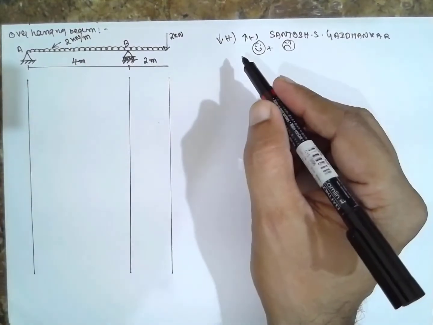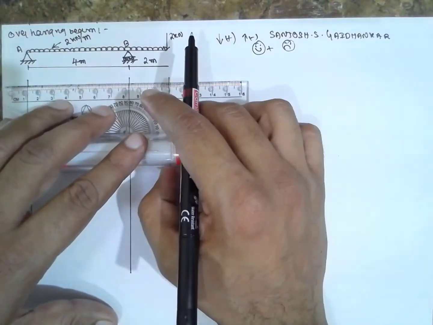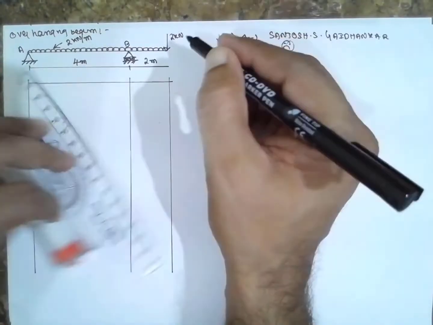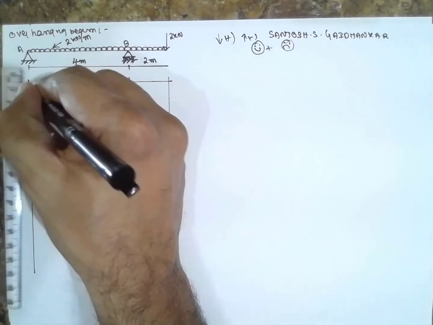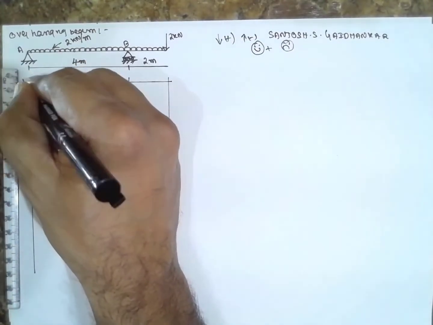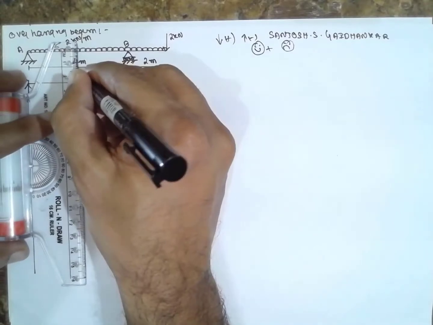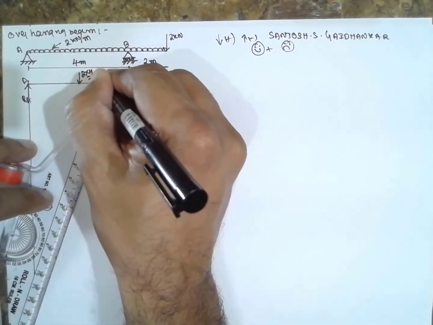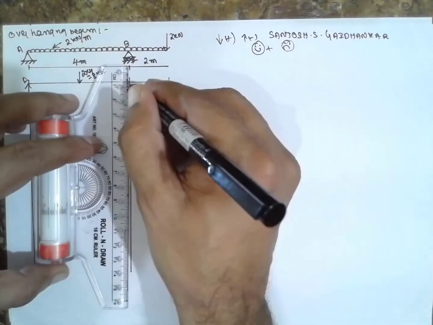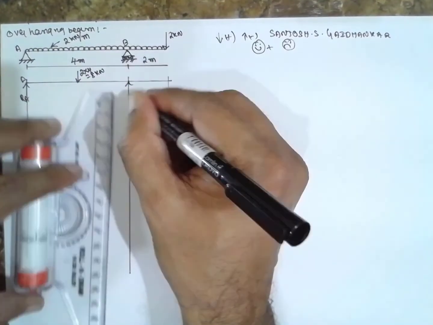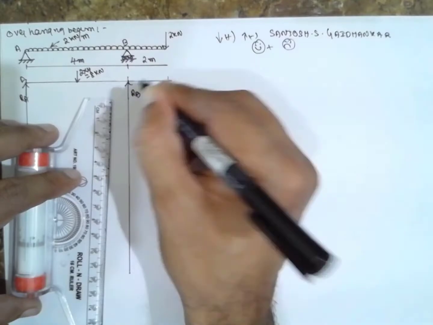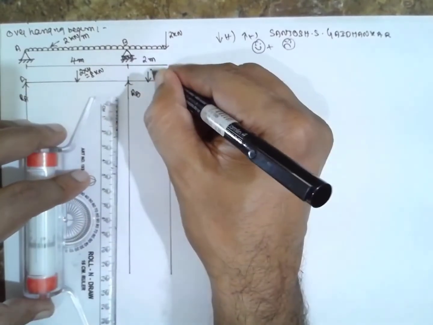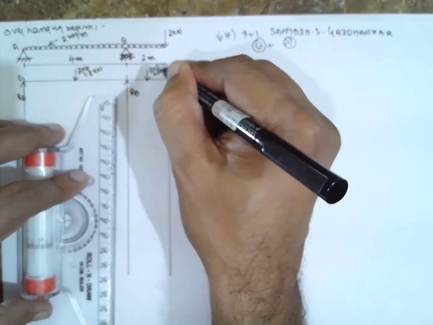I will convert the UDL into a point load here. This is the reaction upward, RA. At A, exactly at the center, that is 2 into 4 you have to write. It is 8 kilonewton, meter gets cancelled. This is a roller where the reaction occurs upward, RB here. 2 into 2 is nothing but 4 kilonewton.